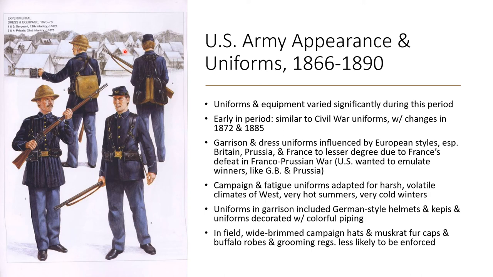And campaign and fatigue uniforms had to be very versatile. The climate of the American West is very volatile. It's very hot in the summer and very cold in the winter, much more volatile than the Eastern United States or Europe. And so they're able to have nicer uniforms in garrison. That's where people are wearing things like German-style helmets and French-style kepis, which are beginning to be phased out because, as I said, Americans are losing interest in French-style uniforms.